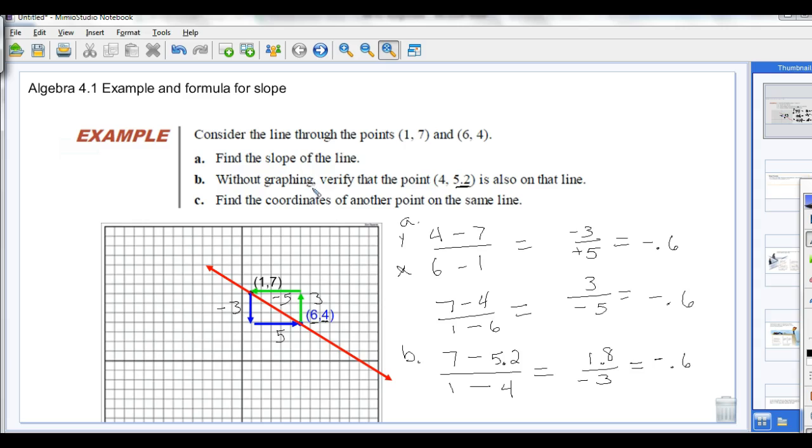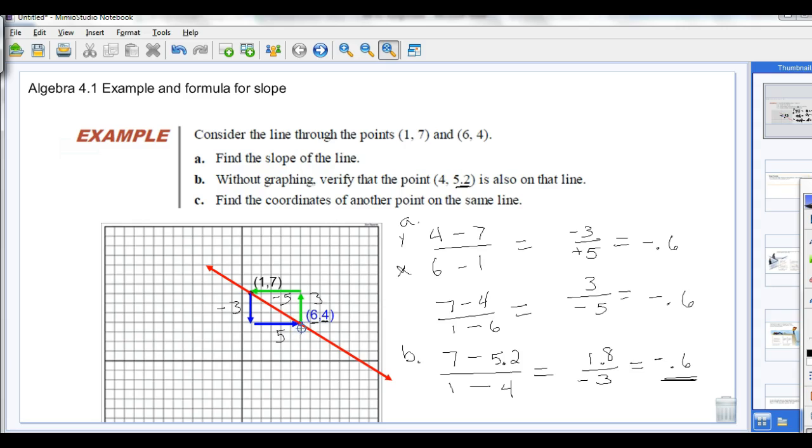So therefore, I can verify that this works because I have the same ratio. Alright, and then for part C, it says plot another point on the same line. So what I'm going to do is start at this point and go down 3, right 5. I would get to here.